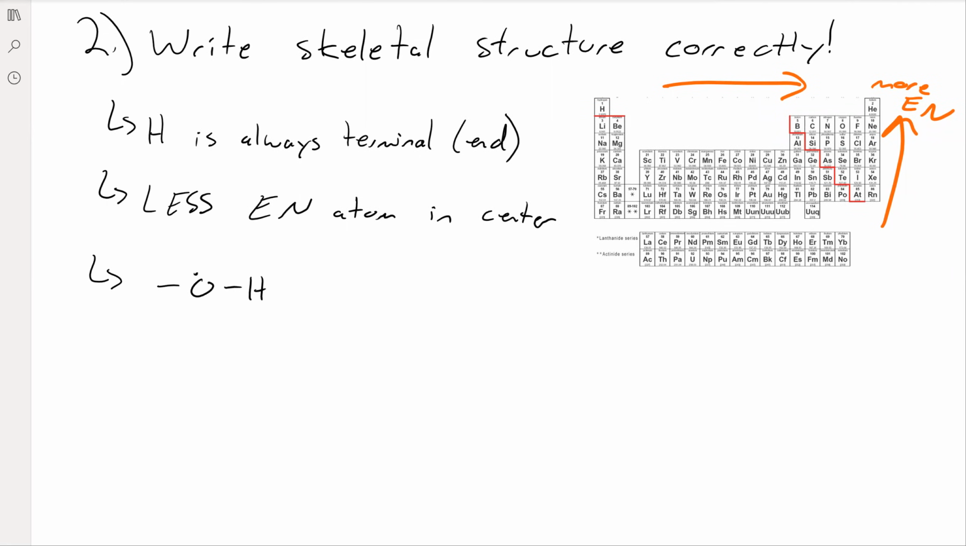OH is a common motif. So an oxygen with two lone pairs, a bond to some other element, I'll just call that X, and then to a hydrogen. You'll see that a lot. Sometimes the formula gives you hints.